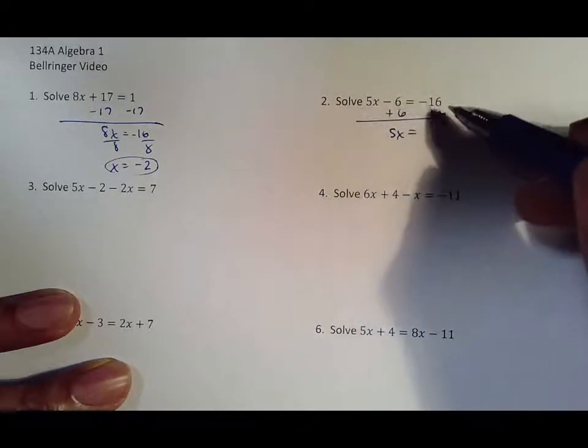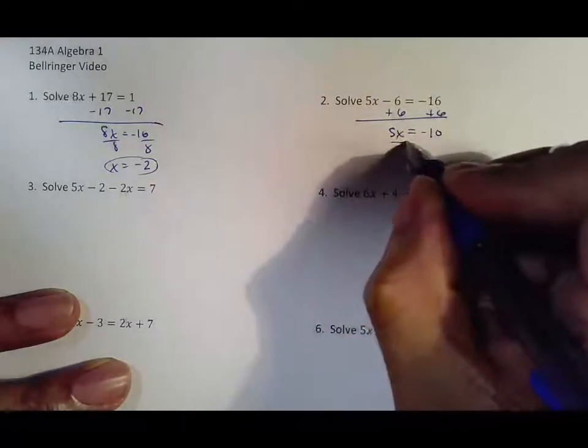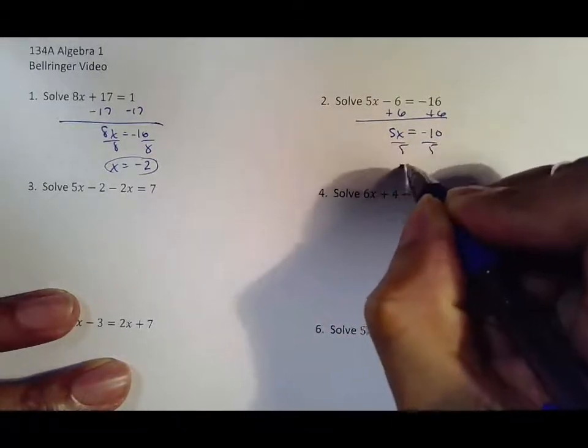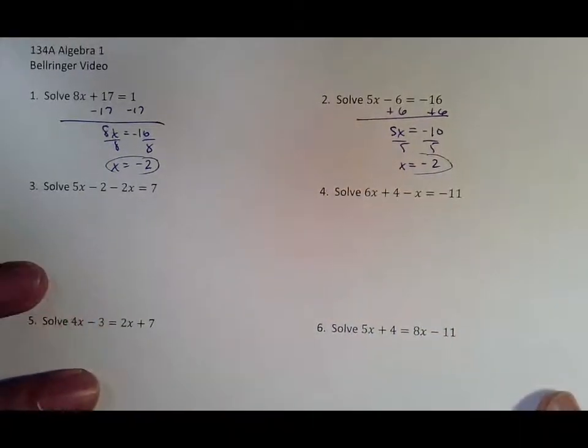Adding 6 because it was minus 6. These two are different, so you subtract to make 10. 16 is bigger, so it's a negative 10. Bringing down the 5, dividing by 5, getting the final answer of x equals negative 2.